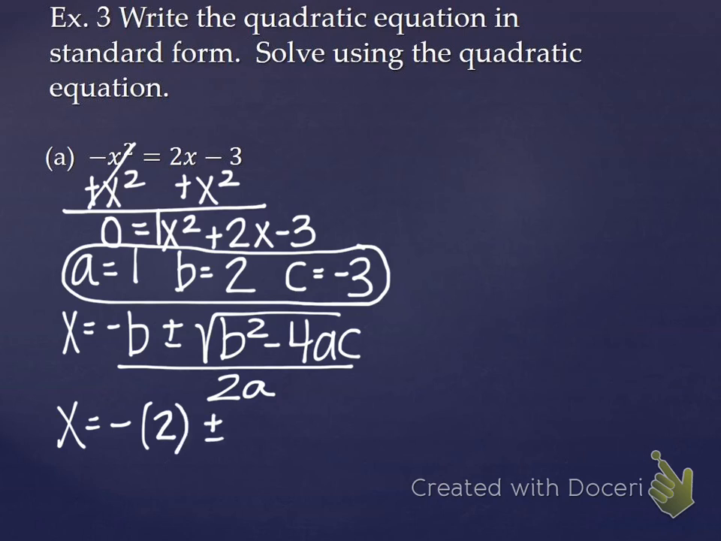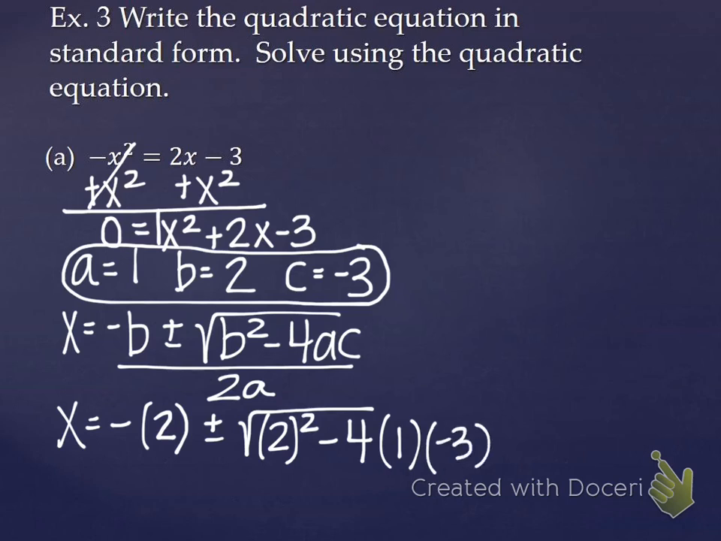All right, so in place of b, we're plugging a what, class? 2. Good. Plus or minus the square root of, in place of b is another 2, squared, minus 4, what's going in place of a? 1. And in place of c? -3. Awesome. Let's pull over that radical. And then, of course, it's over 2 times 1. Awesome.